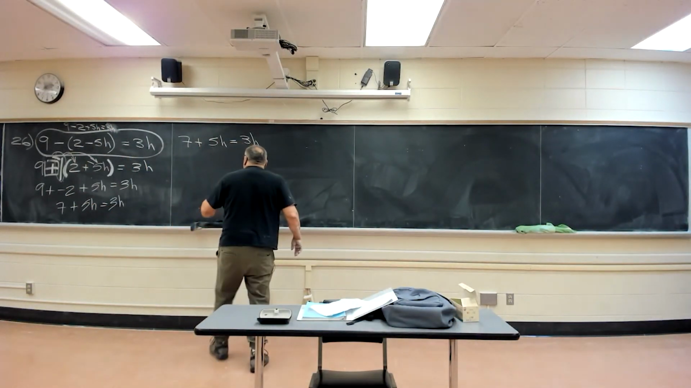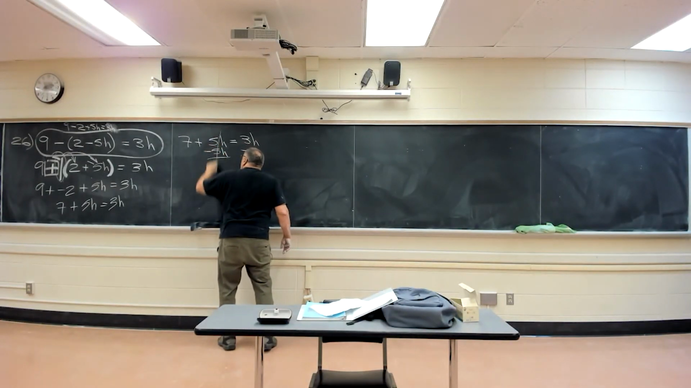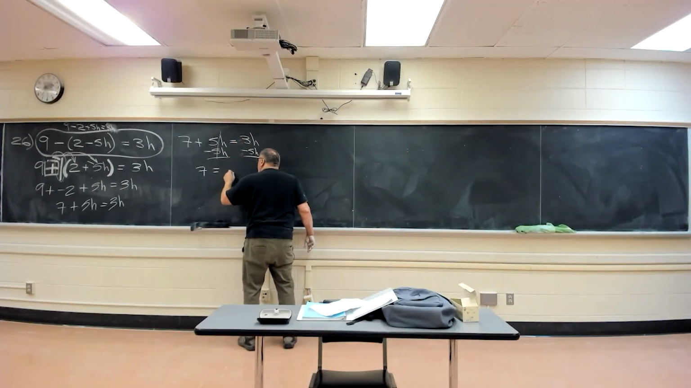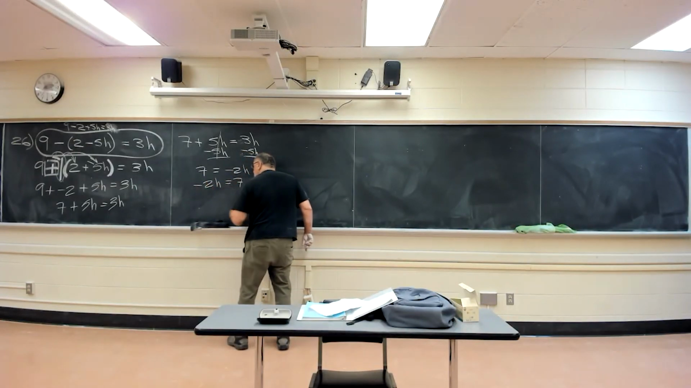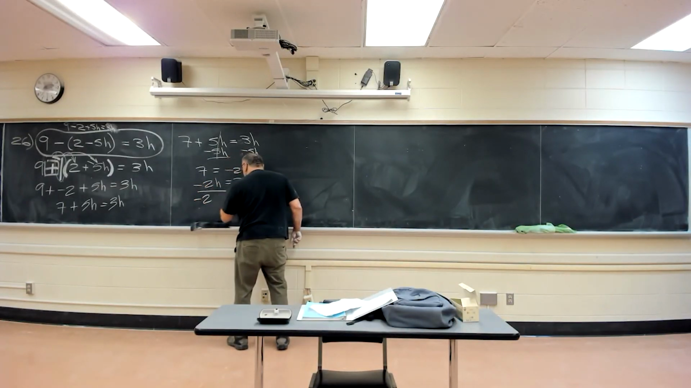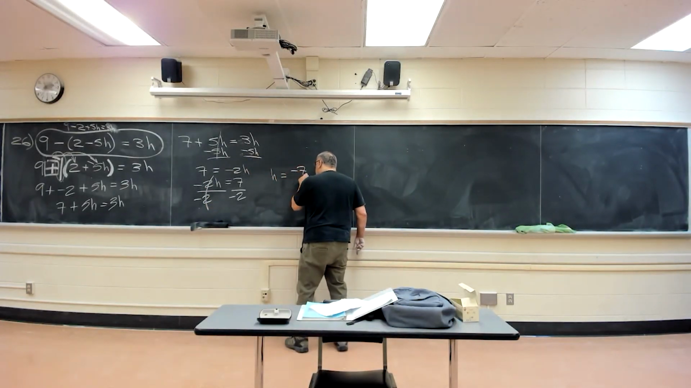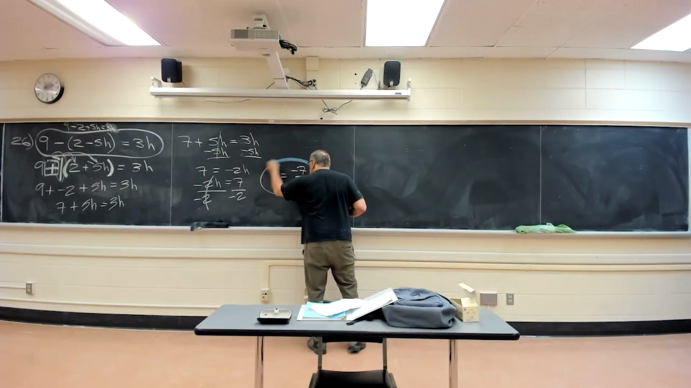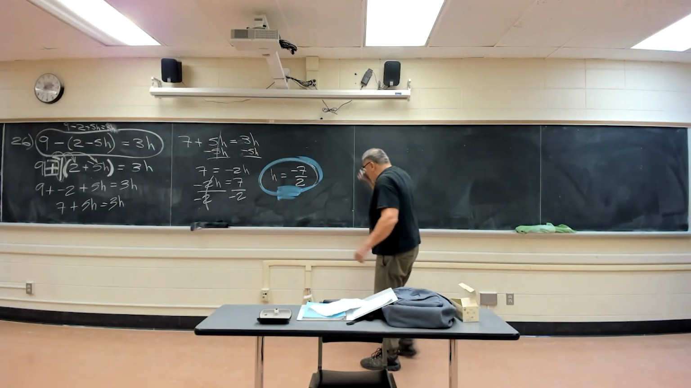When you get to here, why don't you subtract 5h on each side or add a negative 5h? Here we go again, right? We got 7 here. 3h and negative 5h is negative 2h, which is the same as negative 2h equals 7. Divide by negative 2. Always divide by the number that's in front of the letter. H equals negative 7 halves.